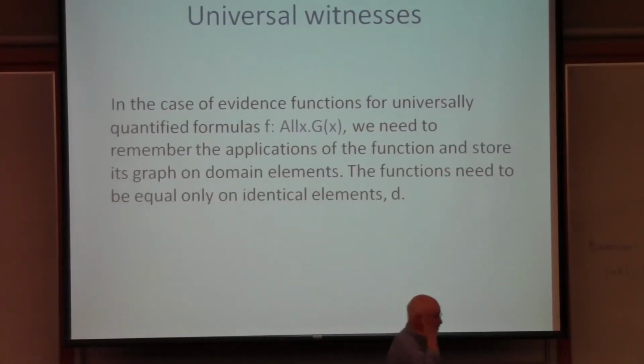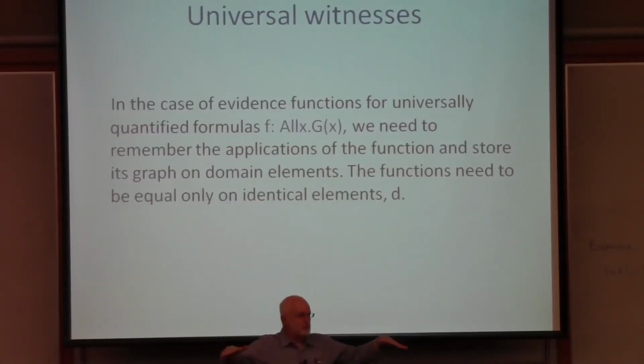Then we realized, oh, for the universal quantifier, this could be bad. Now, that's a function, but you might invoke that function on many elements of the domain, and now those elements are named, like D1, D2, D3. And if you apply F to D1 twice in two different parts of the proof, you better get the same answer.